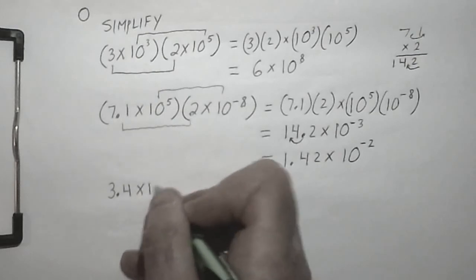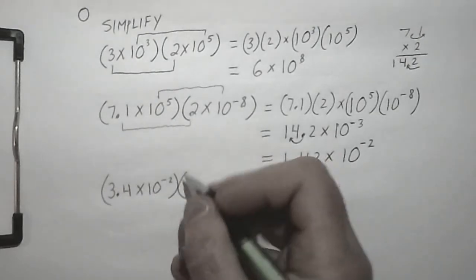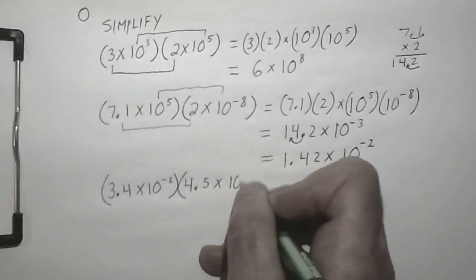3.4 times 10 to the negative 2. We're going to take this number, which is in scientific notation form, and multiply it by 4.5 times 10 to the negative 6 power.